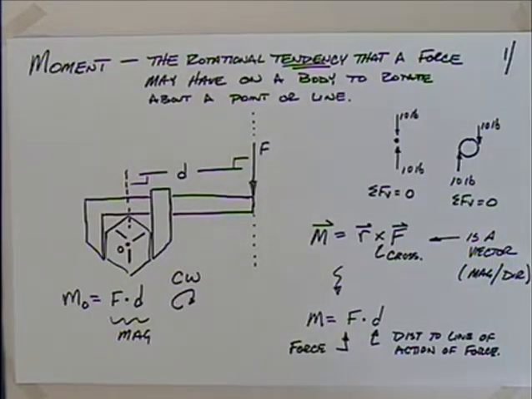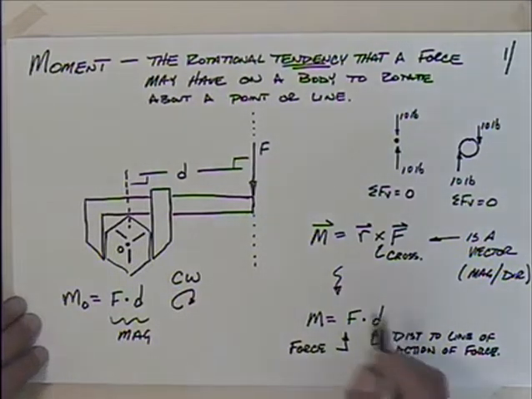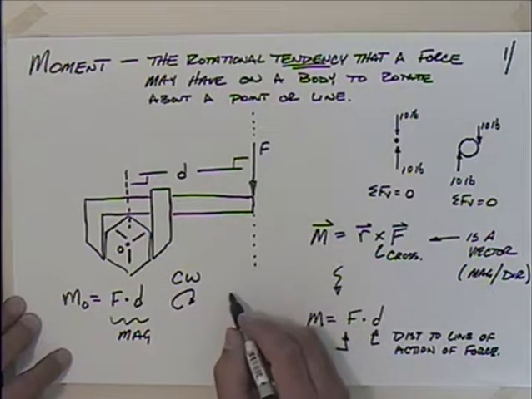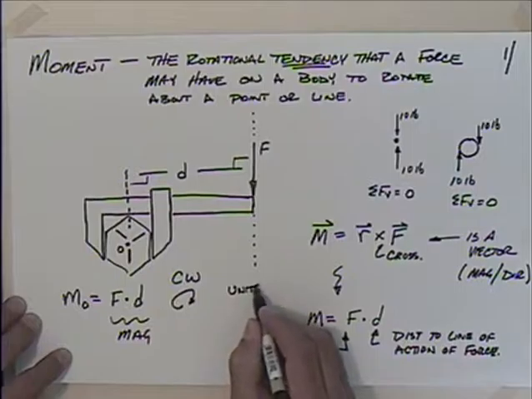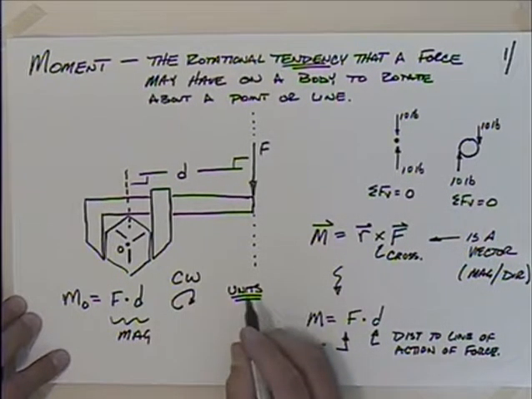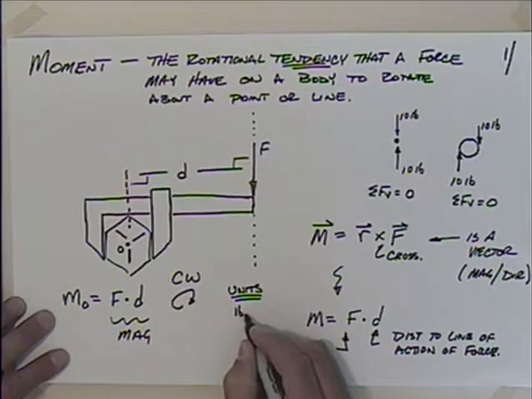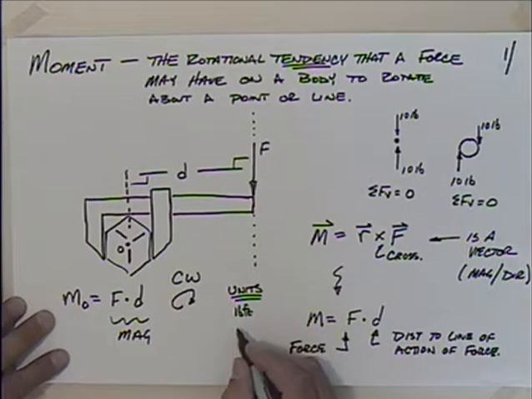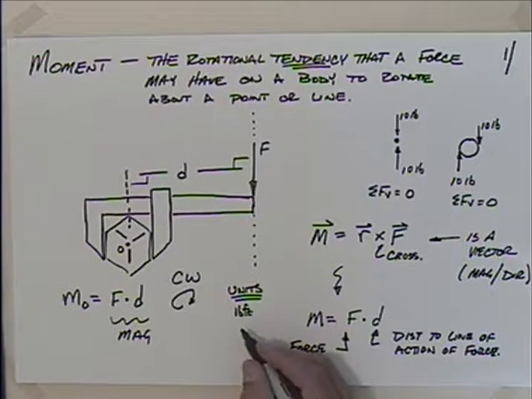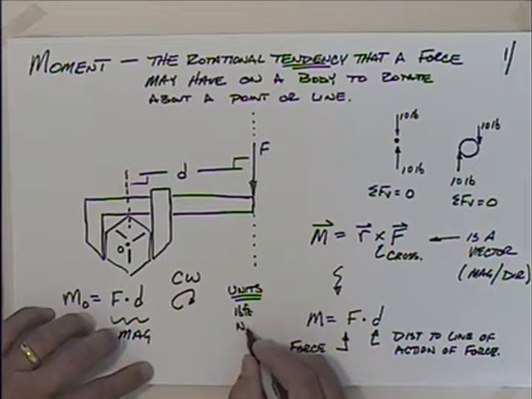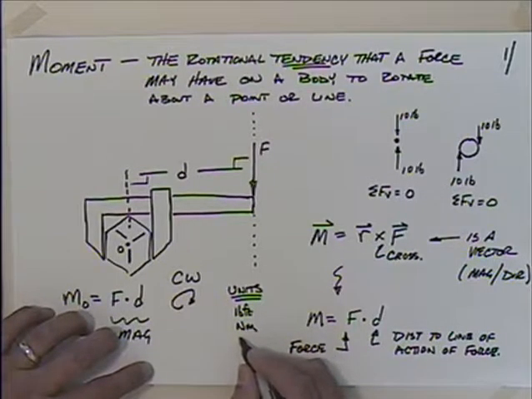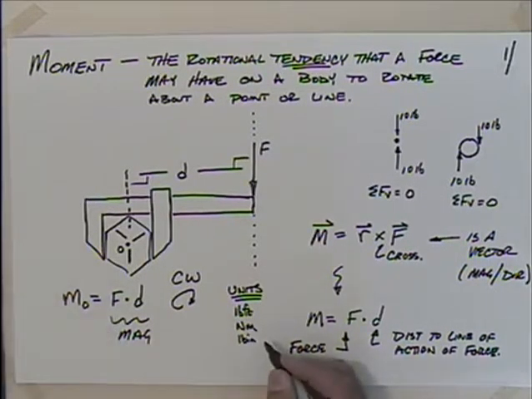A couple other things that we might look at are the units. What kind of units would we have here? Probably force times distance. We would have pound feet, or we would have maybe Newton meters, or maybe pound inches, something like that.